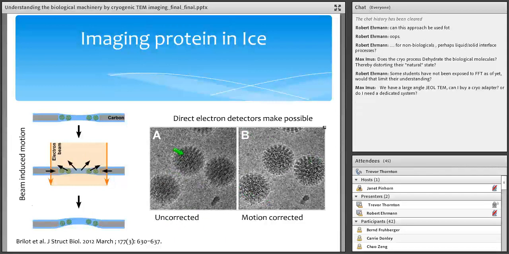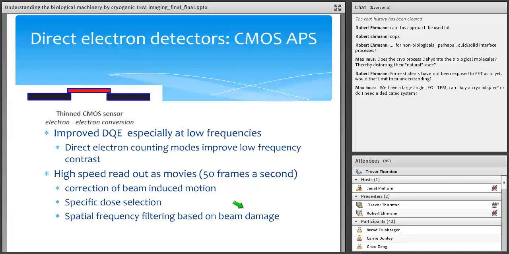And so here you see the virus motion occurring, and then taking that and correcting it. So the image on the left, because they're moving, is a little bit blurry compared to the one on the right, much crisper. Is that what we're taking away from this? Exactly. And so how do we do that? That's really the technology that's come about.